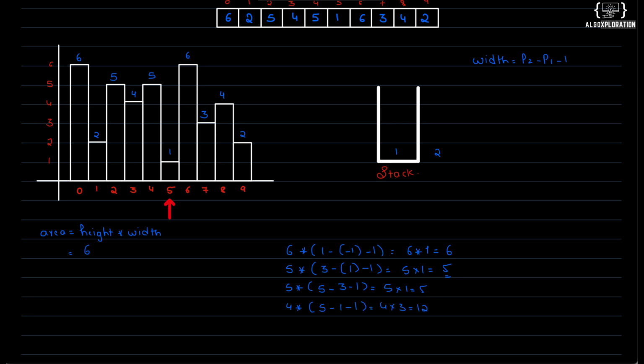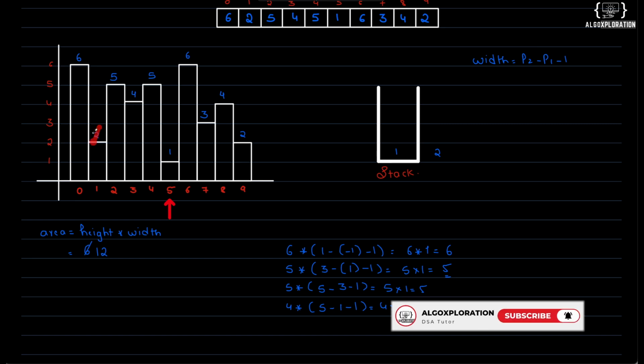Over here you can see that if I want to include 4 in the rectangle, the area will be 4 into 3. The width is 3. Okay, so I got the highest area till this point. So I'll update it to 12 now. Okay, again, if 1 is present, 2 cannot be the answer. So I need to pop this as well.